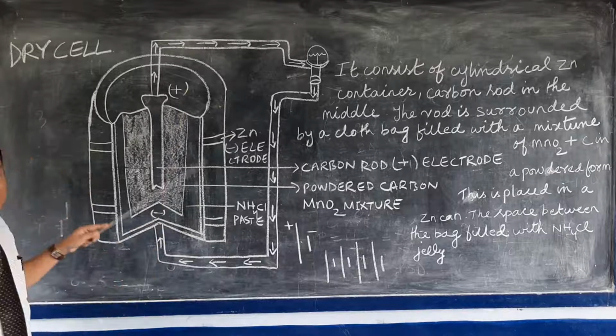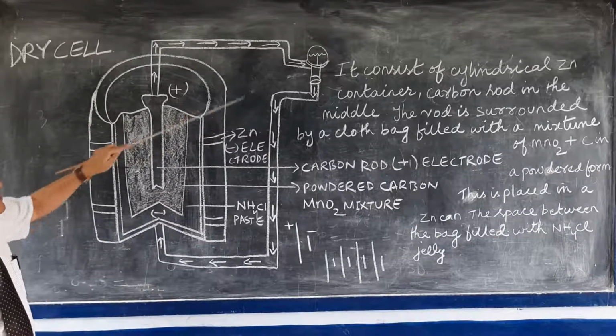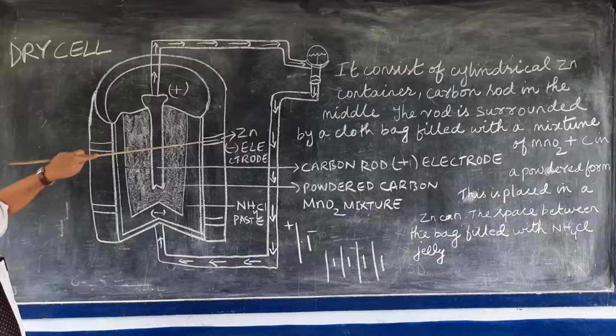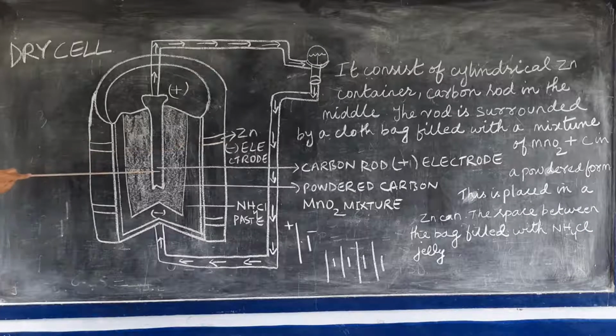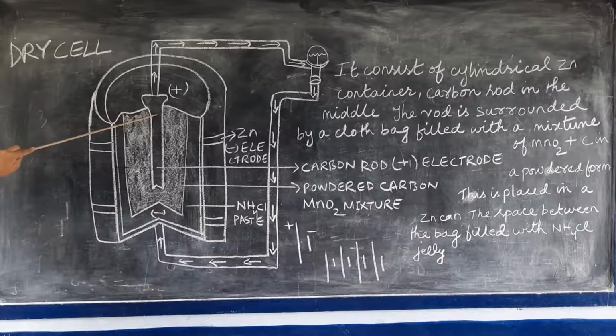Now this is the diagram of a cell. In this cell there are some points. The first one here is a carbon rod. The middle one is the carbon rod, which acts as a positive electrode. This carbon rod acts as the positive electrode.